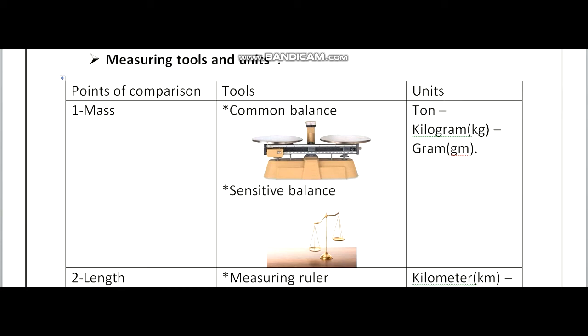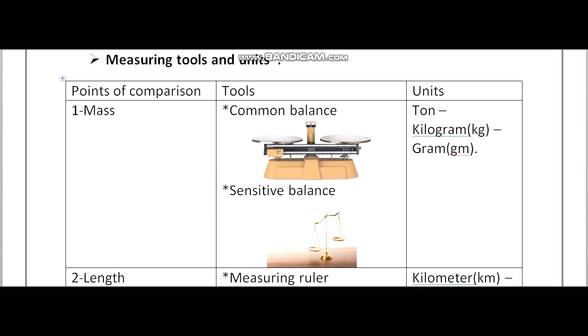Okay. Number 2, kilogram. Kilogram is the measuring unit of the large masses like vegetables, like fruits. Okay. Number 3 is gram. Gram is the measuring unit of small masses like gold, like silver. So I have 3 units to measure the mass.